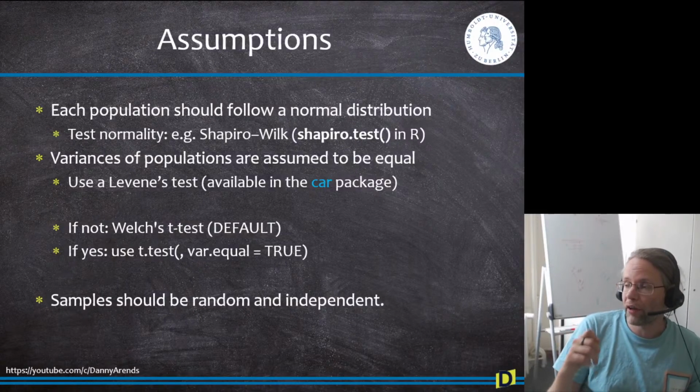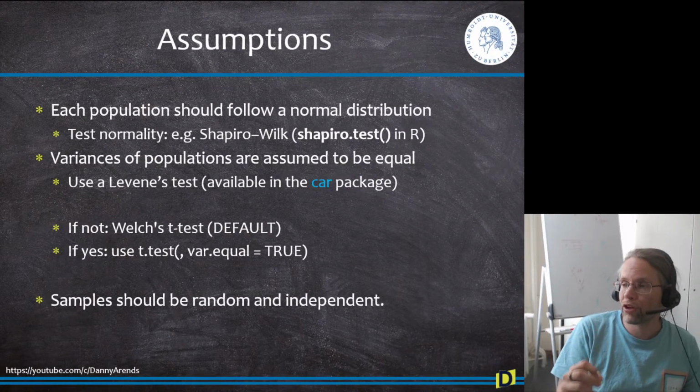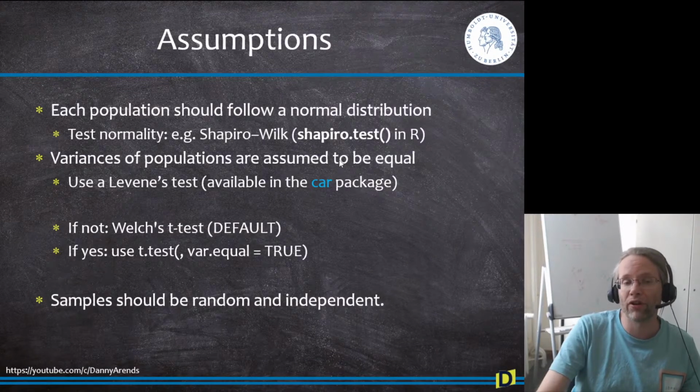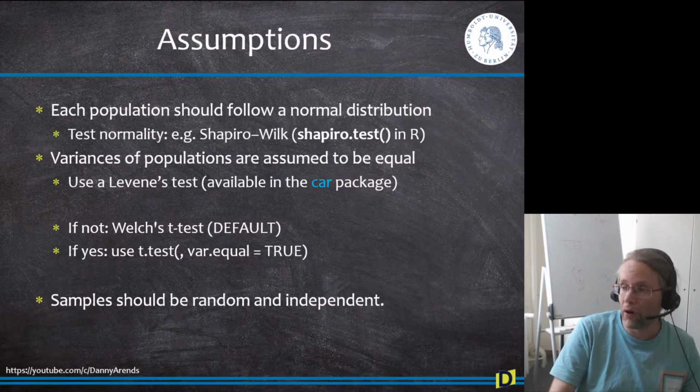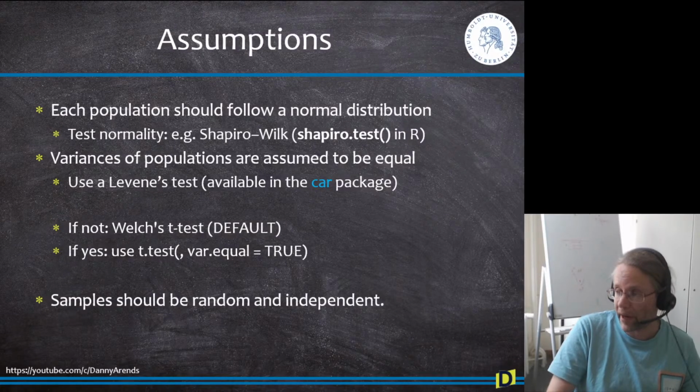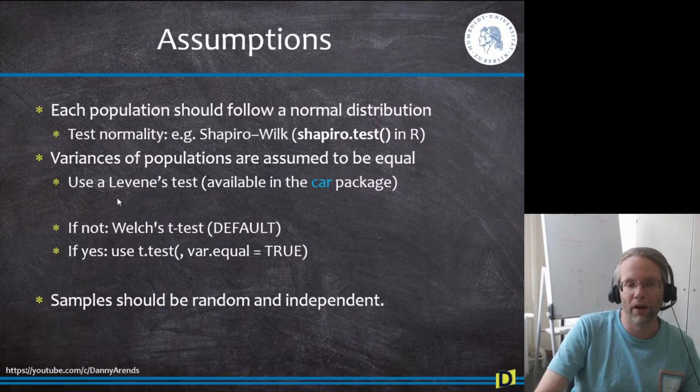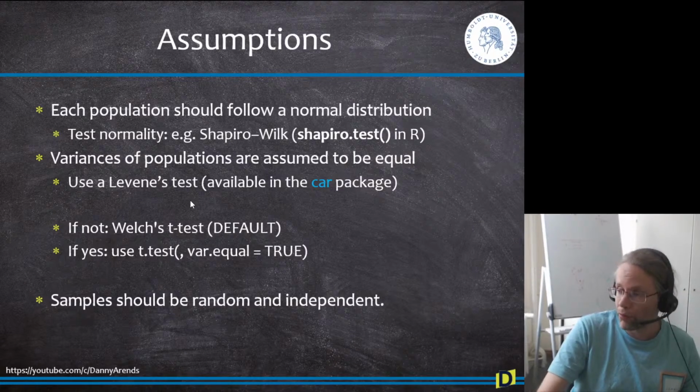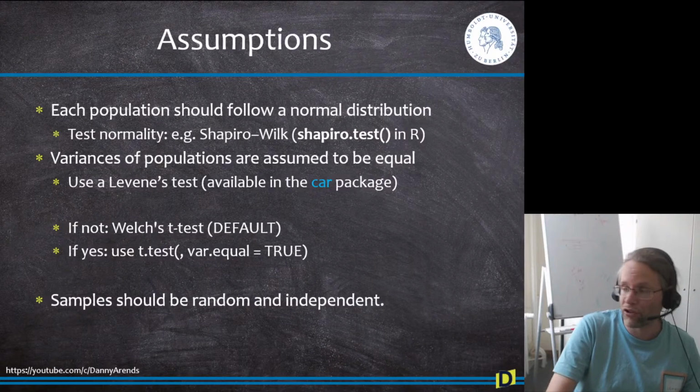A t-test generally assumes that both groups have the same variance. The Welch's t-test, which is the default in R, does not assume equal variance. But you can check if both groups have the same variance by doing a Levene test. The Levene test is available in the car package, you can do a Levene test on your groups, and then it will tell you yes or no, whether both groups have equal variance.